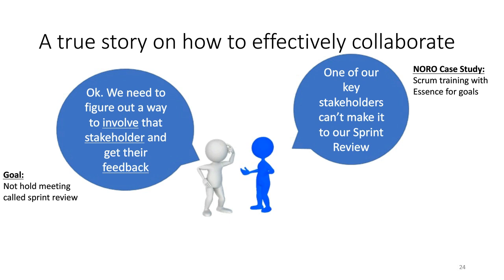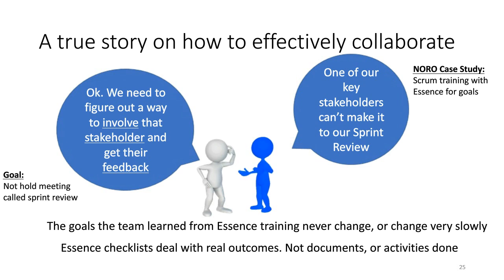stakeholder. Now, the point is they knew the goal was not just to hold a meeting or conduct a practice called a sprint review. And they knew that the goal, which I impressed upon them when we did the training, was to involve key stakeholders and get their feedback, which is why they decided it was important for the product owner to take the demo to the stakeholder site. So what I hope you all can see here is the significant difference between conducting a practice and meeting a goal. The goals the team learned from the Essence training, those goals never change, or they change slowly. Another way to say this is that the Essence checklists deal with real outcomes, not documents or activities done.